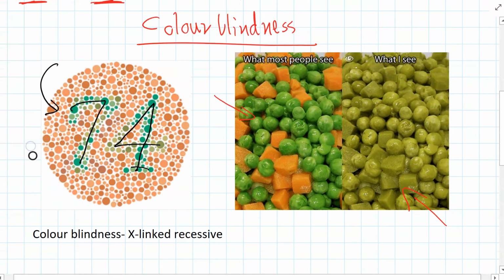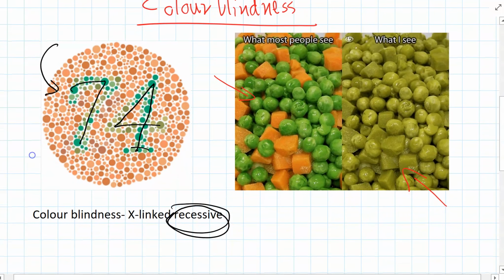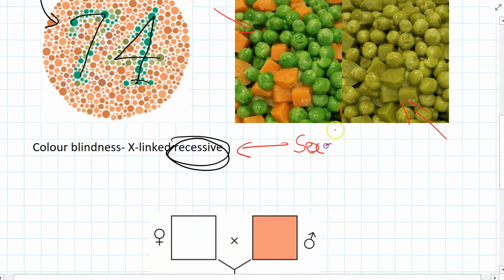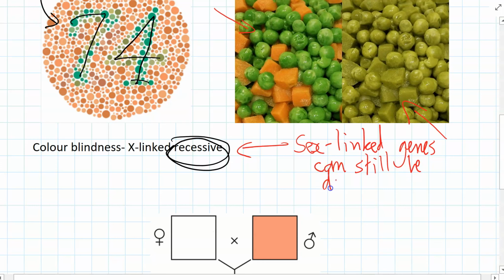So colorblindness is X-linked, it's on the X chromosome, and it's recessive. So we can still have dominant and recessive sex-linked genes. Well, the phenotypes can still be dominant or recessive.